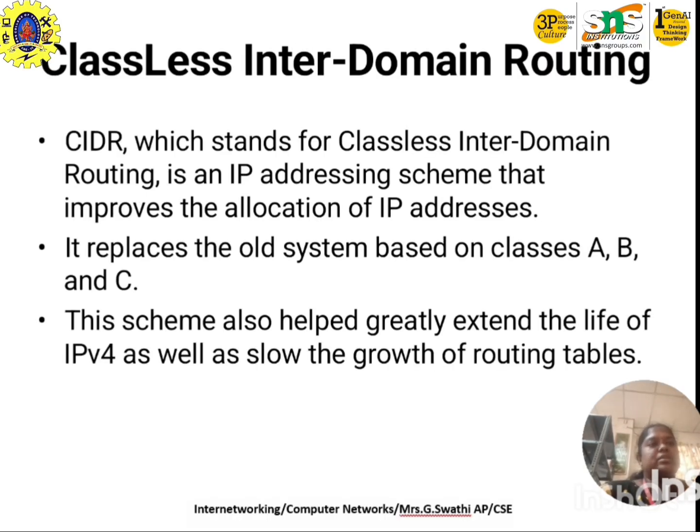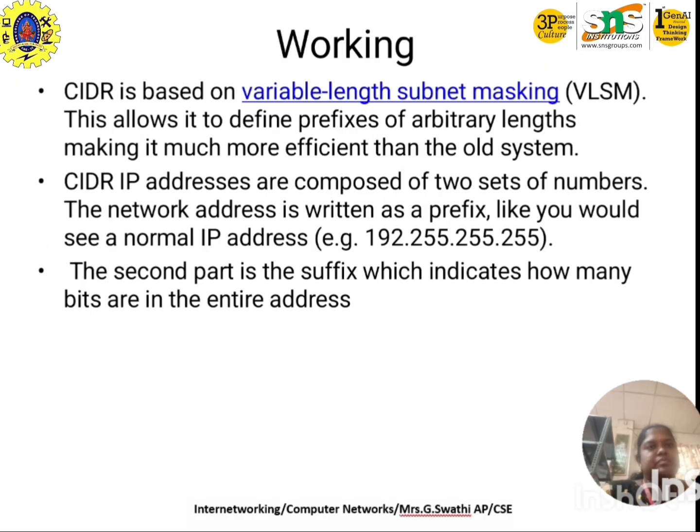Classless Inter-Domain Routing, CIDR, which stands for classless, is also an IP addressing scheme. It improves the allocation of IP addresses, allocating an IP address to each system. It replaces the old system based on classes A, B and C. This scheme also helped greatly extend the life of IPv4, and it slows the growth of routing tables.